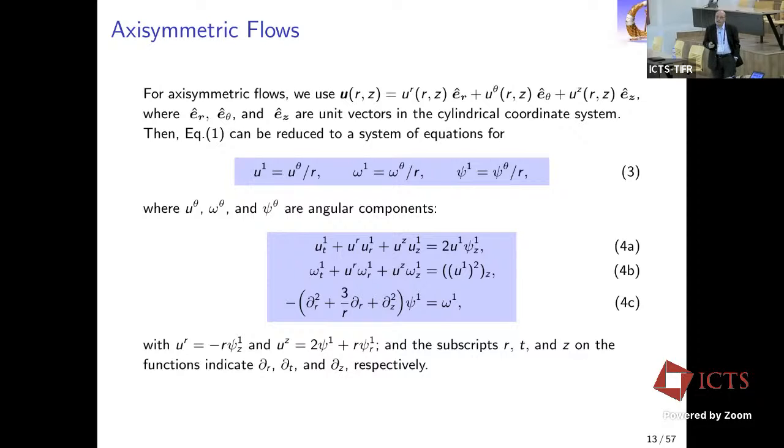Now we're going to look at the axisymmetric case. So please don't look at all the details, but here is the velocity in cylindrical coordinates. These are the unit vectors. And it is advantageous to introduce these variables, u1, which is u theta divided by r, omega 1, omega theta divided by r, psi 1, psi theta divided by r, where these are the angular components. And if you put that in the original Euler equations, this is the set of equations you get, where u r is minus r psi 1 z, and so on. Okay? And these are the standard derivatives.